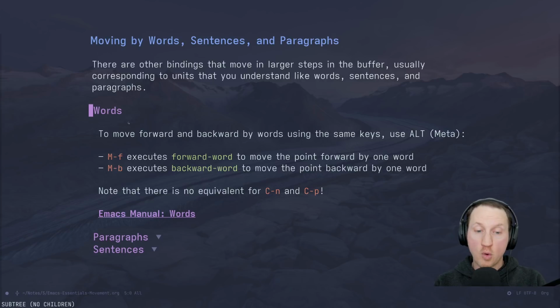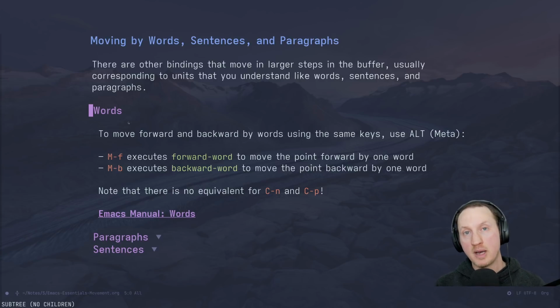If you want to move forward and backward by words, basically using the same keys that we talked about before, where we used Control-F and Control-B, now you can use Alt-F and Alt-B to move by word. Alt-F executes forward-word, which moves forward by one word, and then Alt-B executes backward-word to move the point backward by one word.